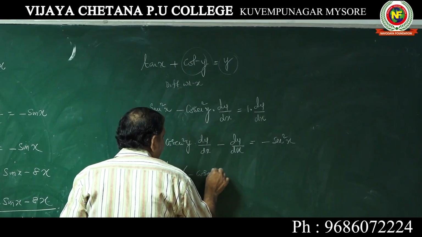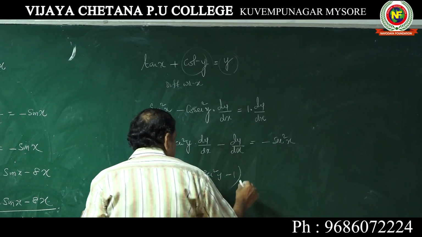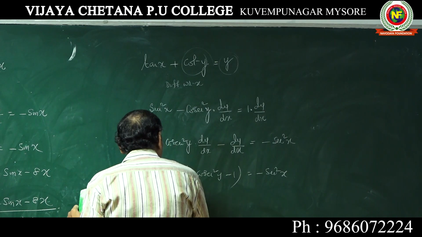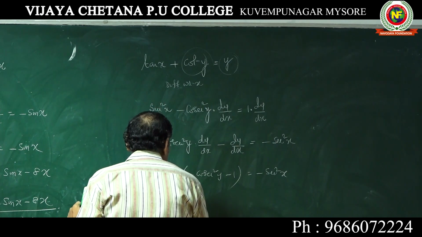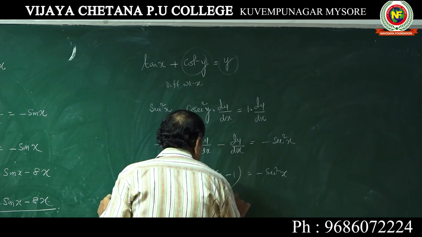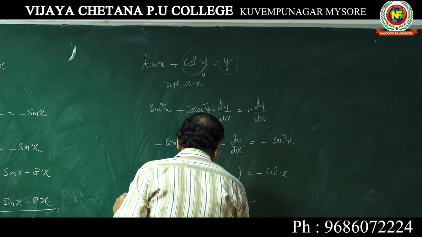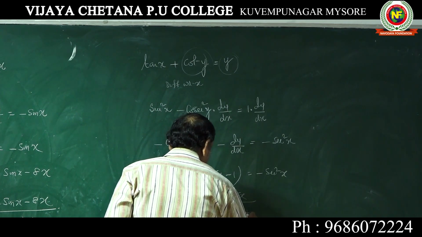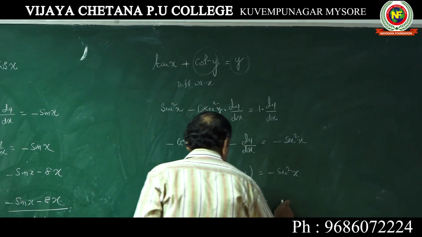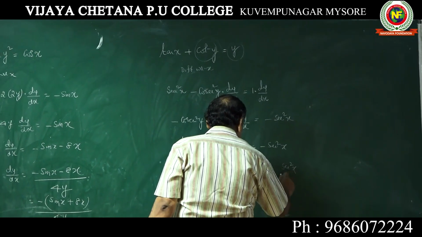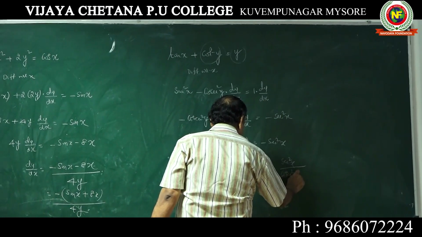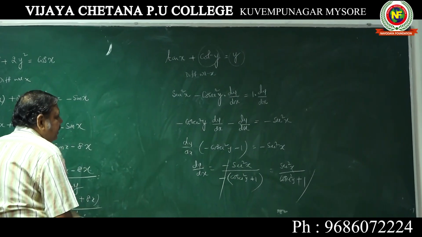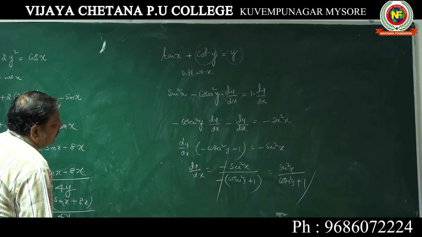Minus cosecant square y minus 1 is equal to minus secant square x, or dy by dx is equal to minus secant square x by minus. Take the minus out of this, write cosecant square y plus 1. Here minus minus cancels, it is secant square x by cosecant square y plus 1. You can keep it like this.